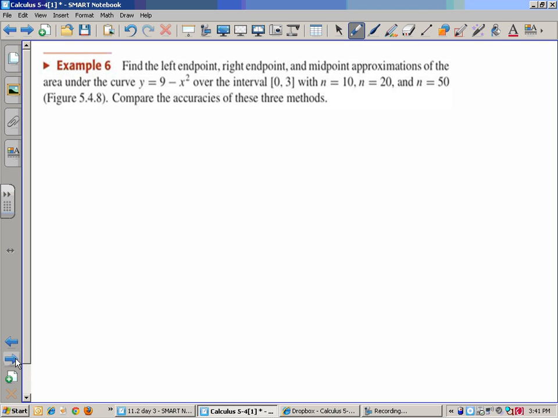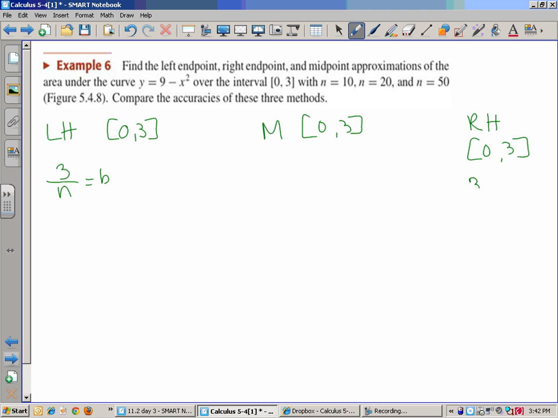Okay, so I'm not going to do all three. I'm only going to do one from each: left, right, and mid. So I'm going to start here. We'll do the left hand, and we'll do the mid, and then we'll do the right hand. Okay, so if that's the case, our interval is 0 to 3. So we're going to have 3 over n as our base. And in every case, our base is going to be 3 over n.